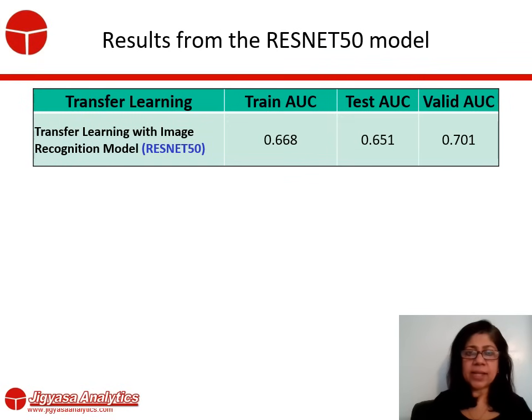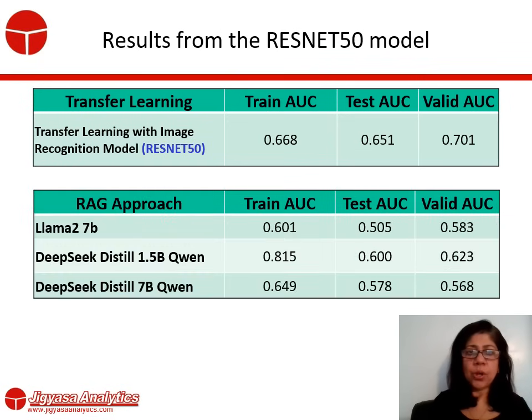If we compare that to the results from the RAG approach, we can see that the last layer fine-tuning of the image model performs better than the RAG approach, especially in the test and the validation samples. Now over here, I'm comparing the fine-tuned image model, whereas the RAG approach was applied to LLM models. And so in the next slide, Shikha will show the results of fine-tuning an LLM model, and we will then also be able to compare those results with the RAG approach.